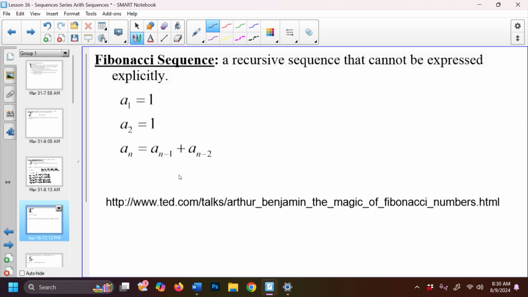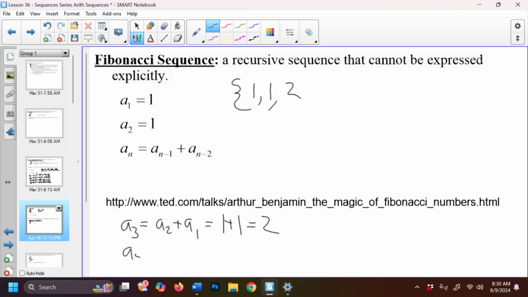But in this case, they give me the first two terms in the sequence. Then it gives you an equation that says your next term is found by taking the two terms before it and adding them together. So if I'm writing out this sequence here, my first term is 1, my second term is 1, that is given. A sub 3 would be A sub 2 plus A sub 1. And I'm skipping a step from the last one because hopefully you can see that 3 minus 1 would be 2, and 3 minus 2 would be 1, which would give me 1 plus 1 is equal to 2.